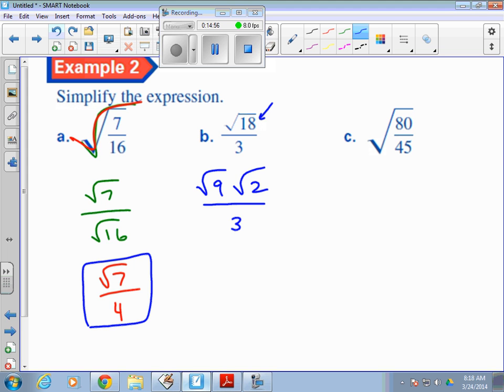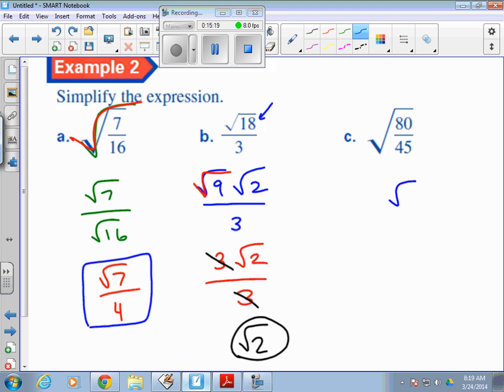So the square root of 9 is what? That's 3, what times itself is 9, times the square root of 2 over 3. Now this says 3 divided by 3. Again, that cancels out to give you 1. So what you're left with is simply the square root of 2. And then you can simplify C. It says the square root of 80 over 45, separated to make it say the square root of 80 over the square root of 45.